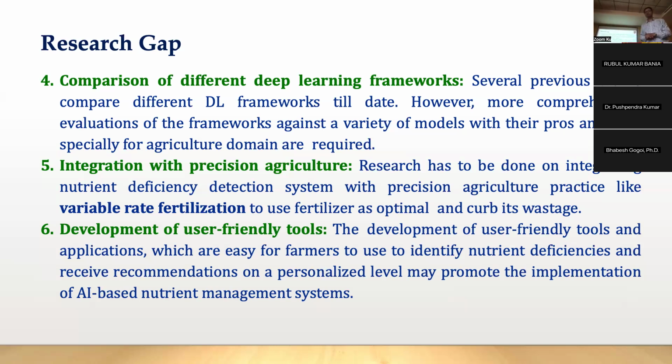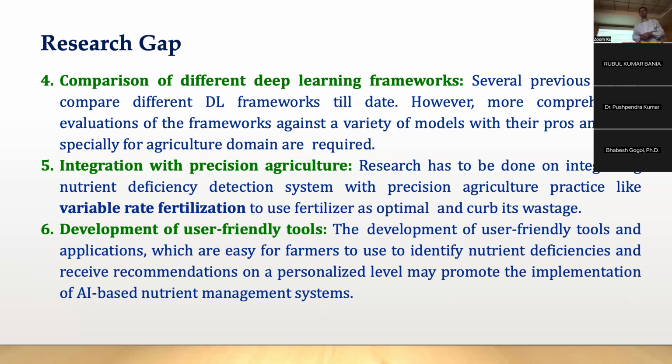And the final one is the development of a user-friendly tool. I already discussed that most of the tools are designed for experts or scientists, but we are going to develop user-friendly tools which will help the farming community, with the help of which they will be able to monitor their crop health in the field instantly.